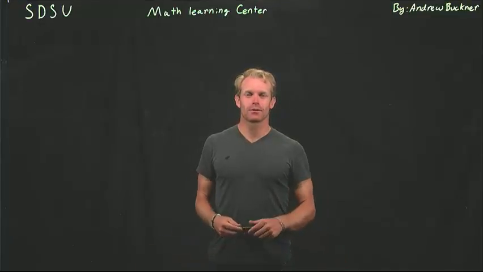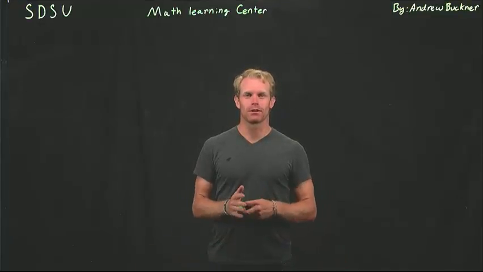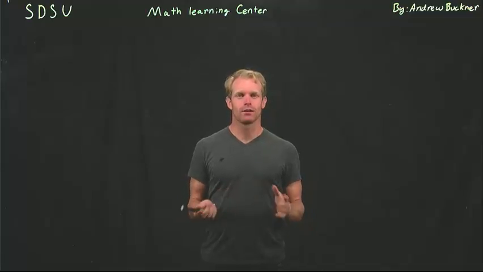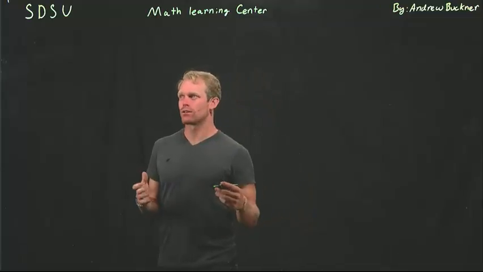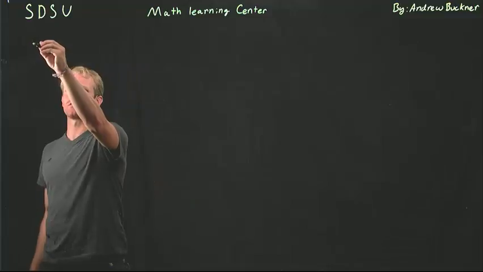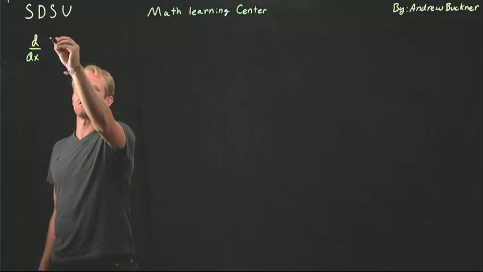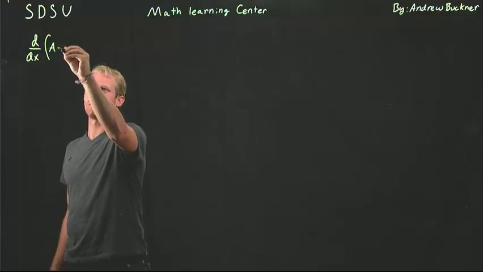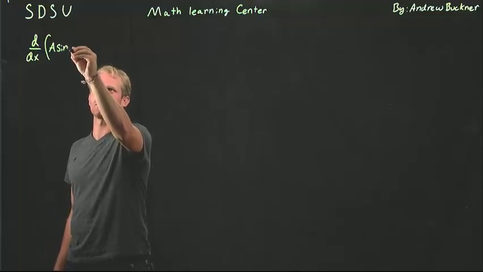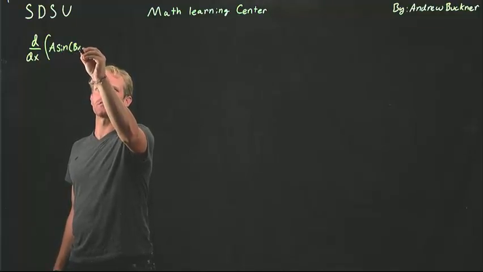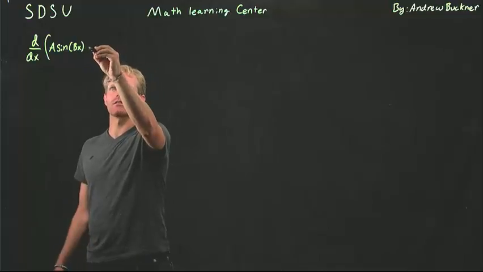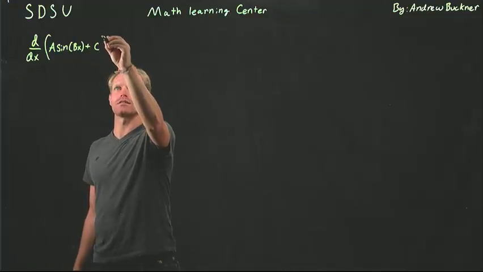Hey guys, welcome back. So today we're going to be going over ways to derive a sum of two functions. In the problem we're being asked to take the derivative with respect to x of the constant a being multiplied by sine of bx, and then we're adding it to another constant c.